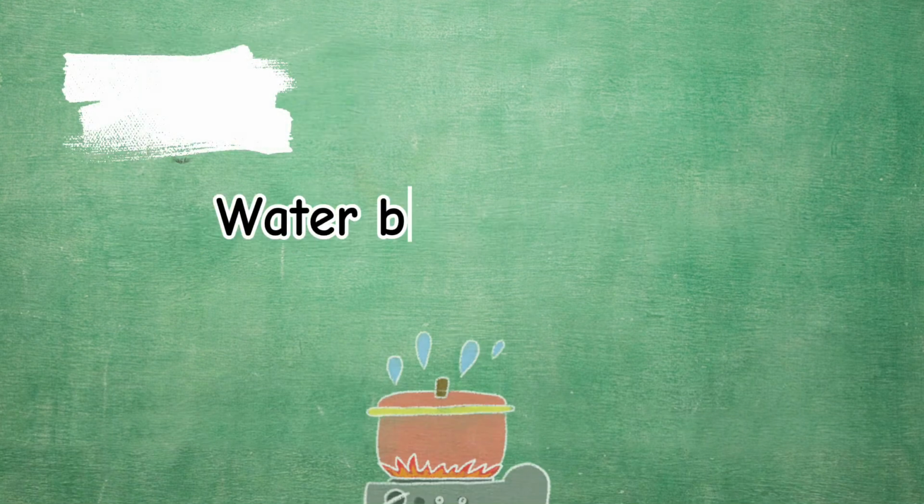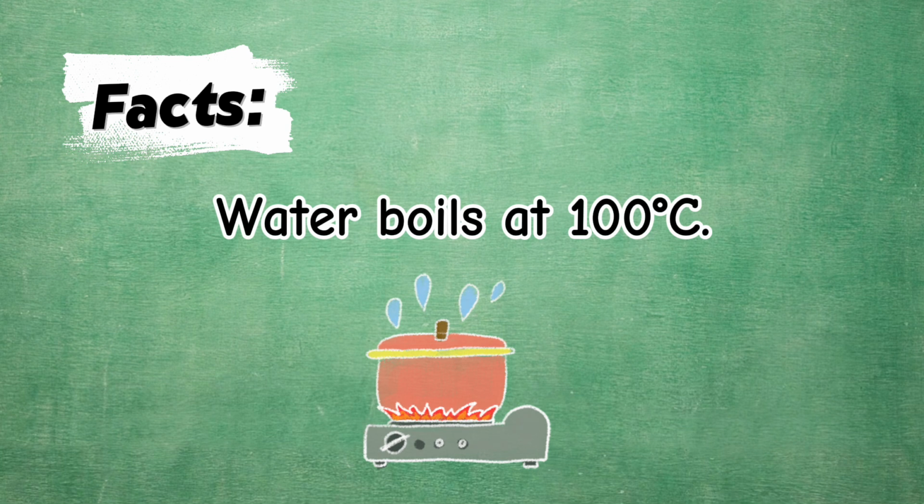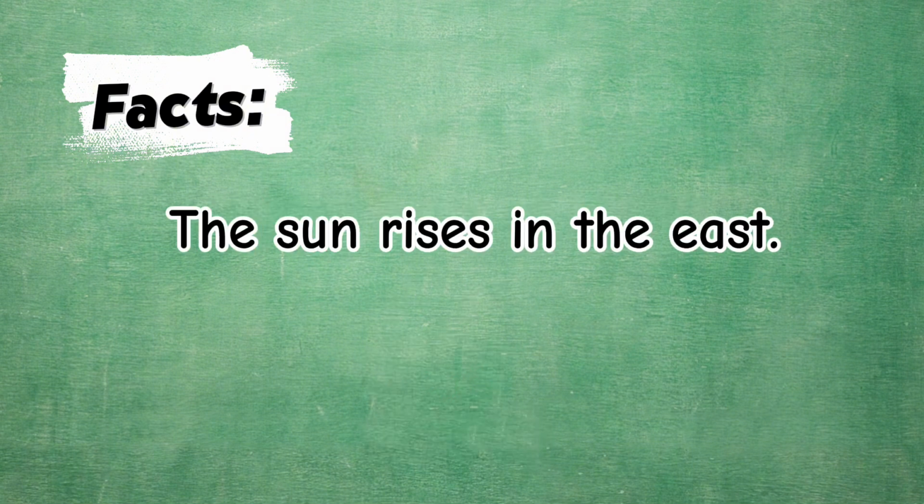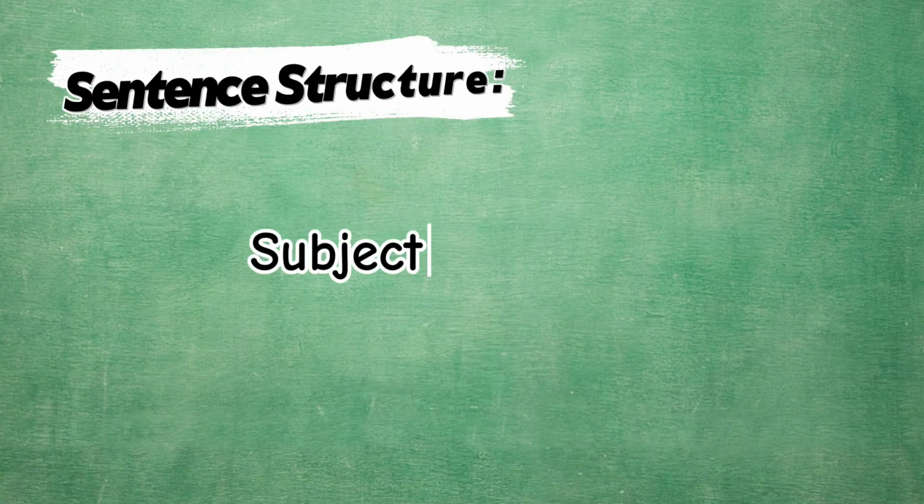Then we use it also for facts, الحقائق. Like this, water boils at 100 Celsius. This is a scientific fact, حقيقة علمية. بمعنى تغلي المياه عند درجة حرارة 100. Or the sun rises in the east. تشرق الشمس من الشرق. How do we structure the present simple tense?